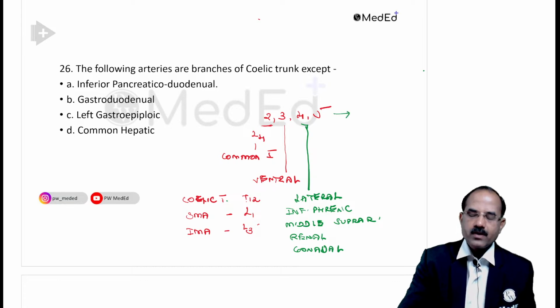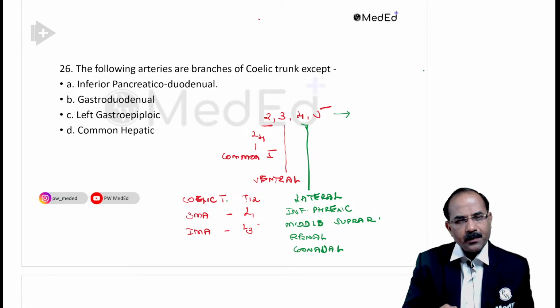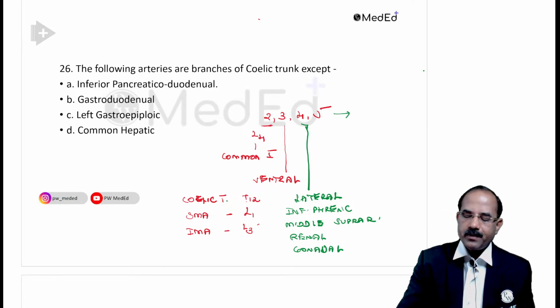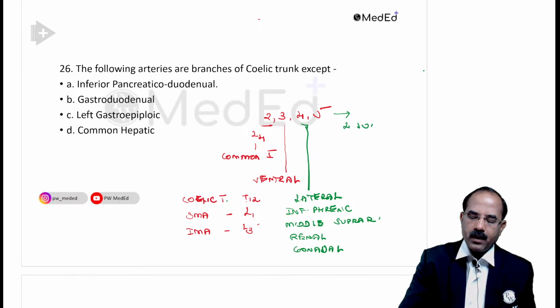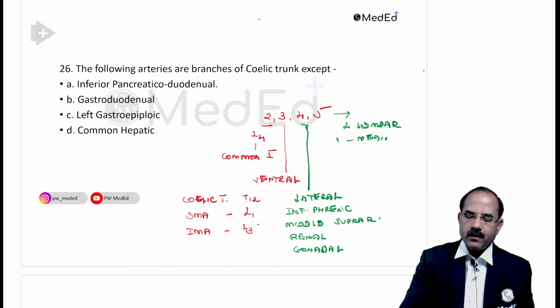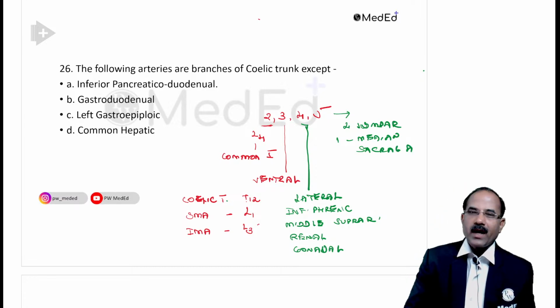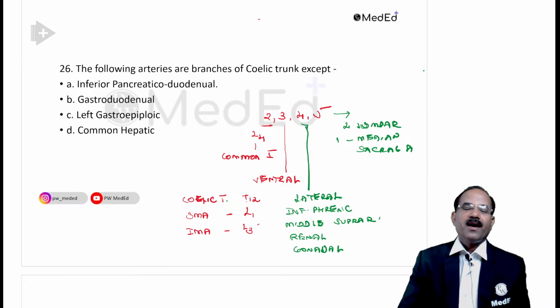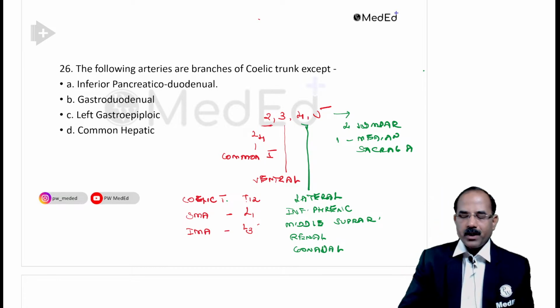And there are 5 dorsal branches of abdominal aorta. What are those 5 dorsal branches? There are 4 pairs of lumbar arteries and 1 median sacral artery. So these are the branches of abdominal aorta.